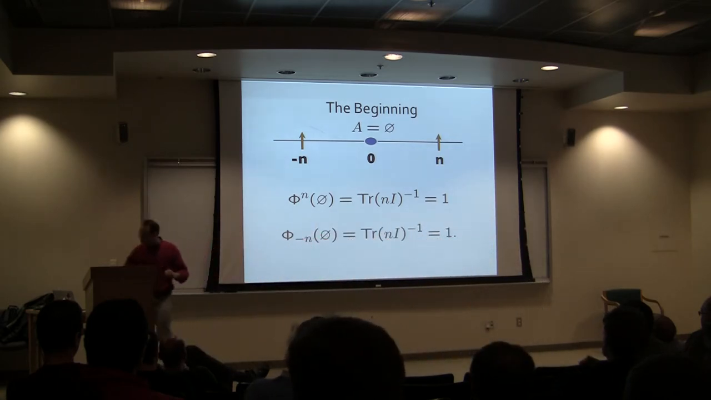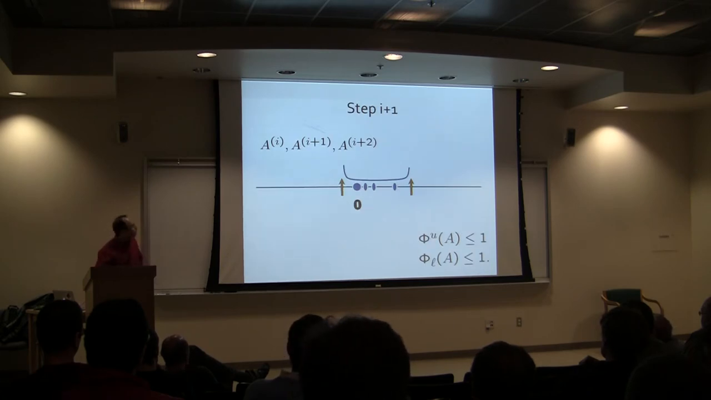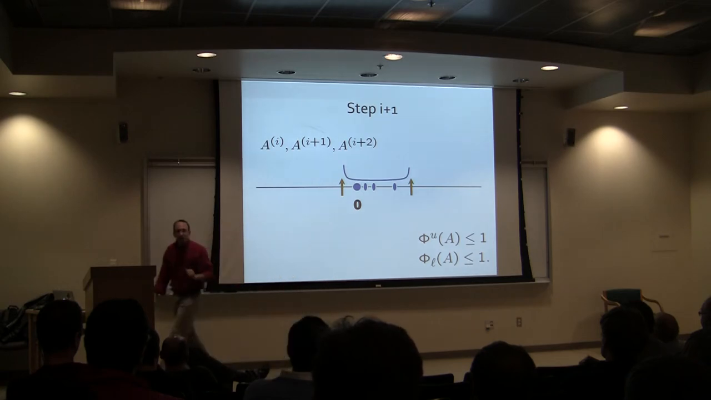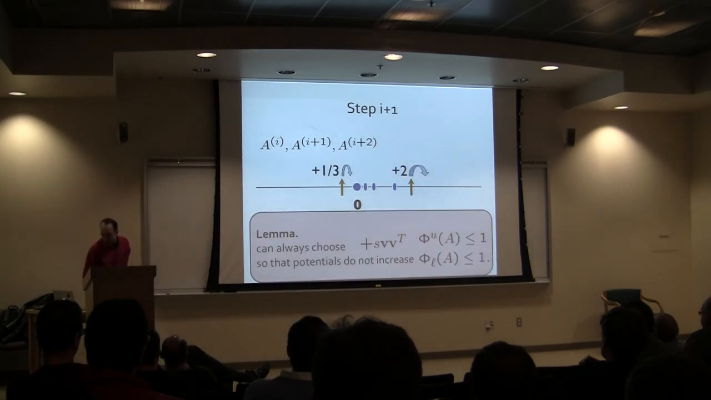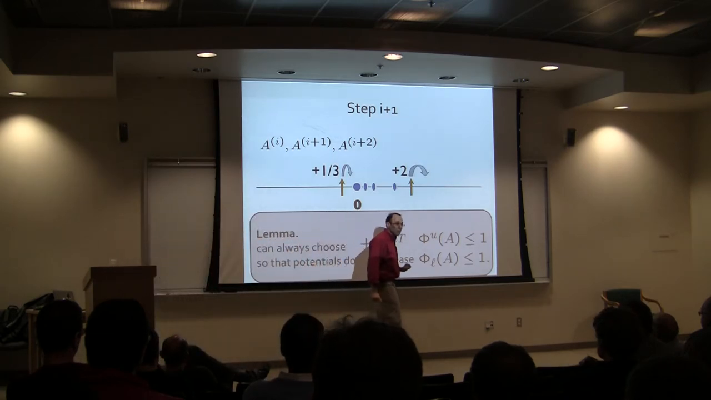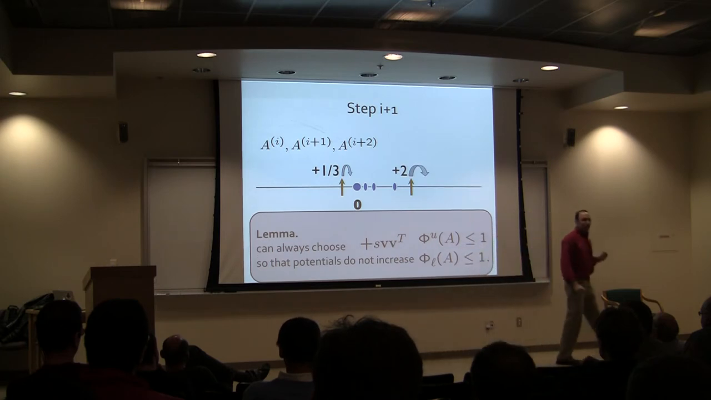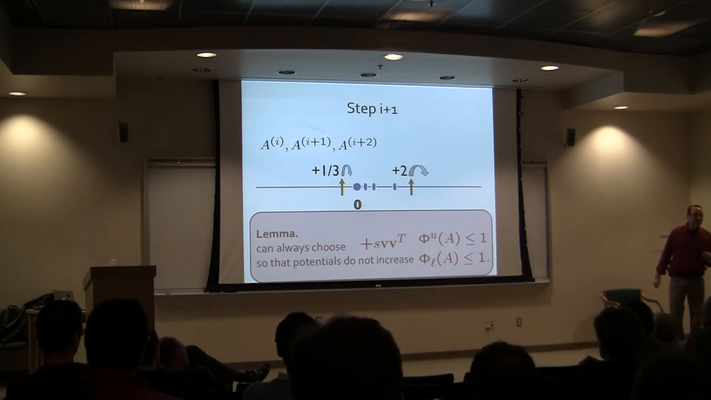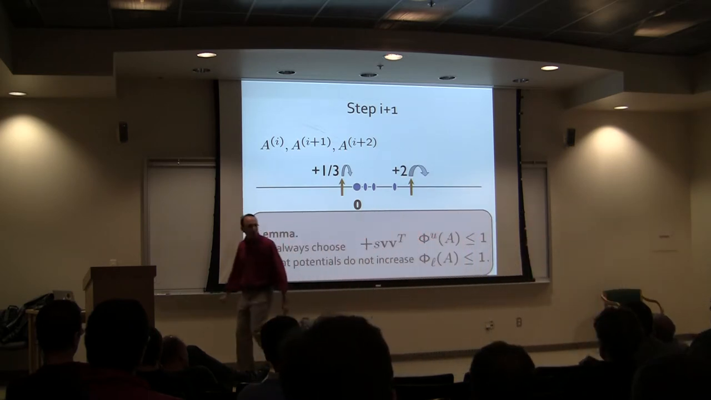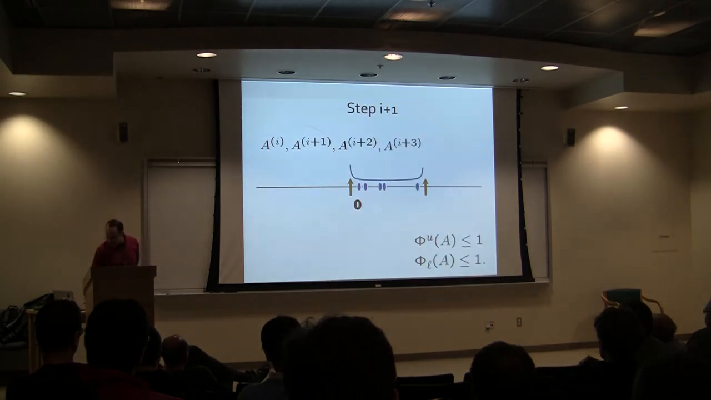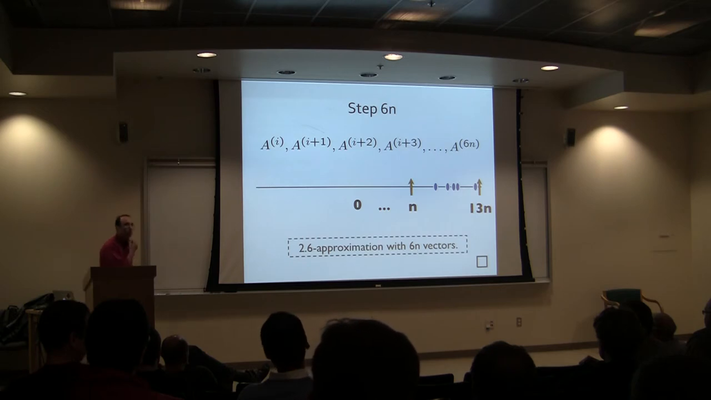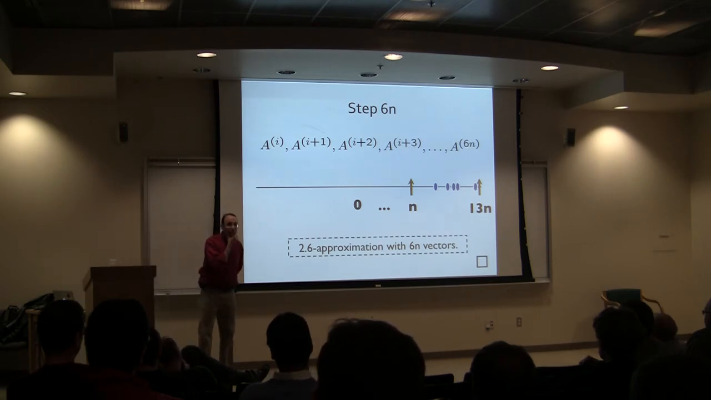What we need to do is show that at every step, wherever the vectors are, given this potential function, there is always a vector I can add so that when I move the barriers forward, the values of the barrier function stay less than 1. But I have to be very careful. I'm not just adding a vector, I'm adding a vector times a scale parameter. And this scale parameter, which we thought was completely unnecessary, turns out to be what allows our proof to go. So our ideal proof is we keep doing that, we get to n and 13n, and that's going to be our 2.6n approximation with 6n vectors.